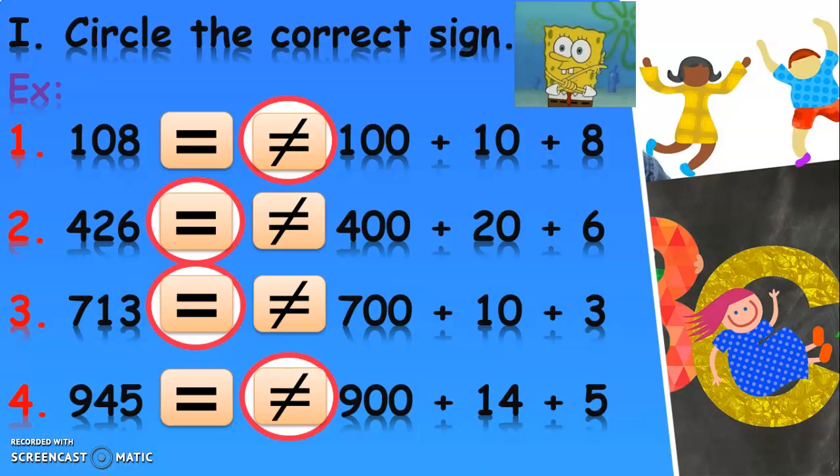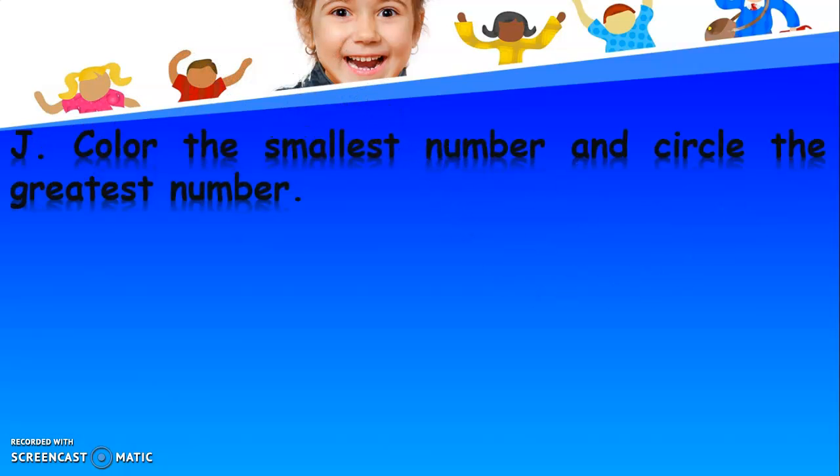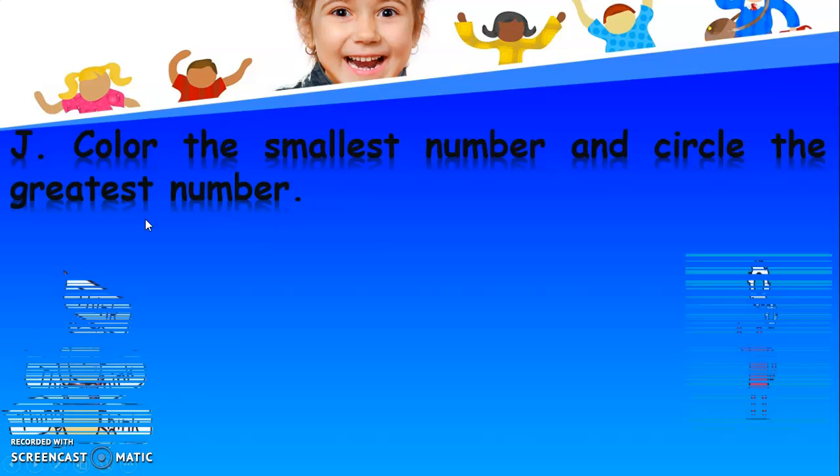If you are ready, you can now see the next part of this practice. So we are now doing letter J. For this part, you have to color the smallest number and circle the greatest number. So you have 2 things for letter J. Color the smallest number and circle the greatest number. Let me give you a few examples.